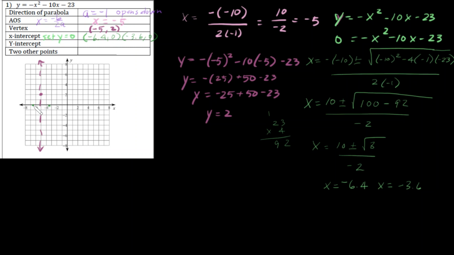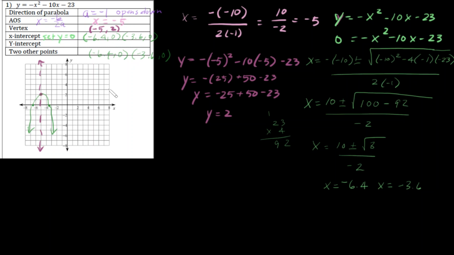Okay, I'm going to go ahead and draw my parabola because I can. Sorry guys, it's really hard to draw. I'm not an artist. Okay, now we have our points. We don't have to find two other points. Our two other points are negative 6.4, comma 0, negative 3.6, comma 0, and we used our vertex.